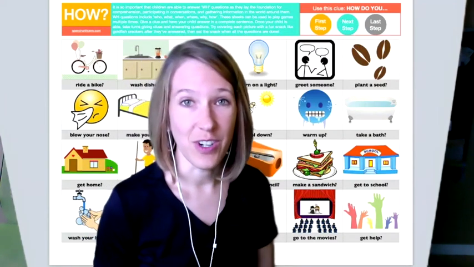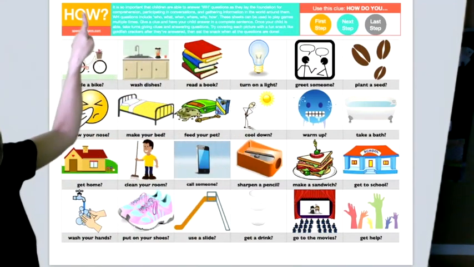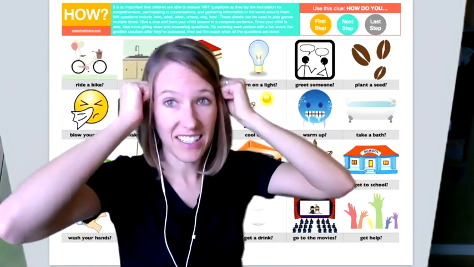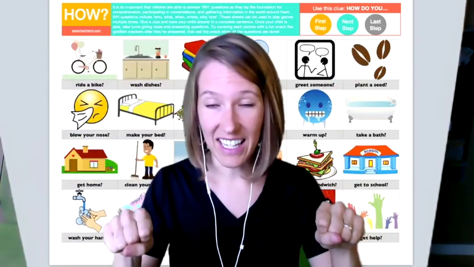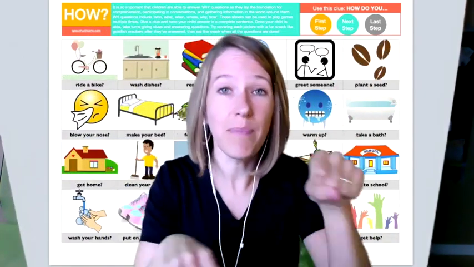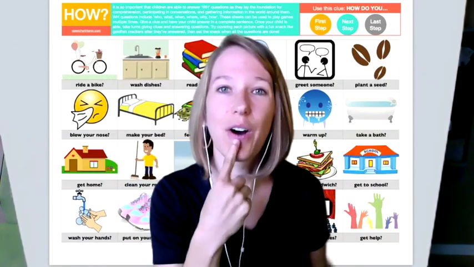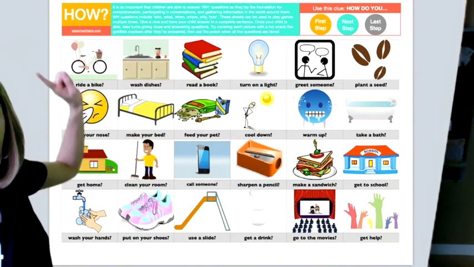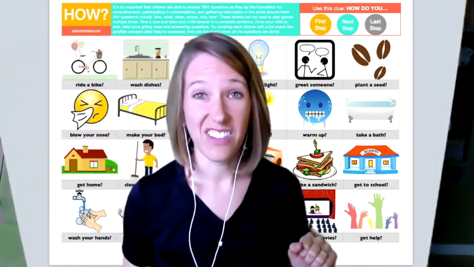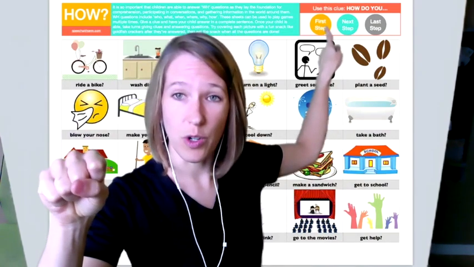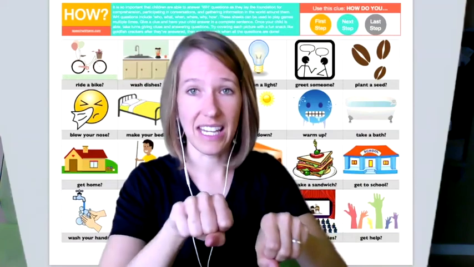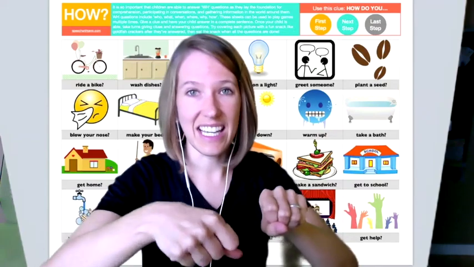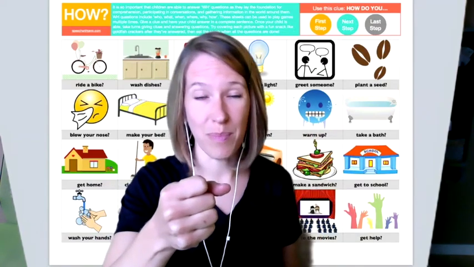Here I go, so I'm going to show you what to do. My first question is going to be, how do you ride a bike? I'm going to say, first, I put on my helmet. Next, I get on the bike. And last, I have to pedal the pedals with my feet. So that is how I ride a bike. My next how question is going to be, how do you sharpen a pencil? So I'm going to say, first, I have to get the broken pencil. Next, I put it inside the pencil sharpener. And last, I have to twist it and keep twisting it until the tip is nice and sharp, right?